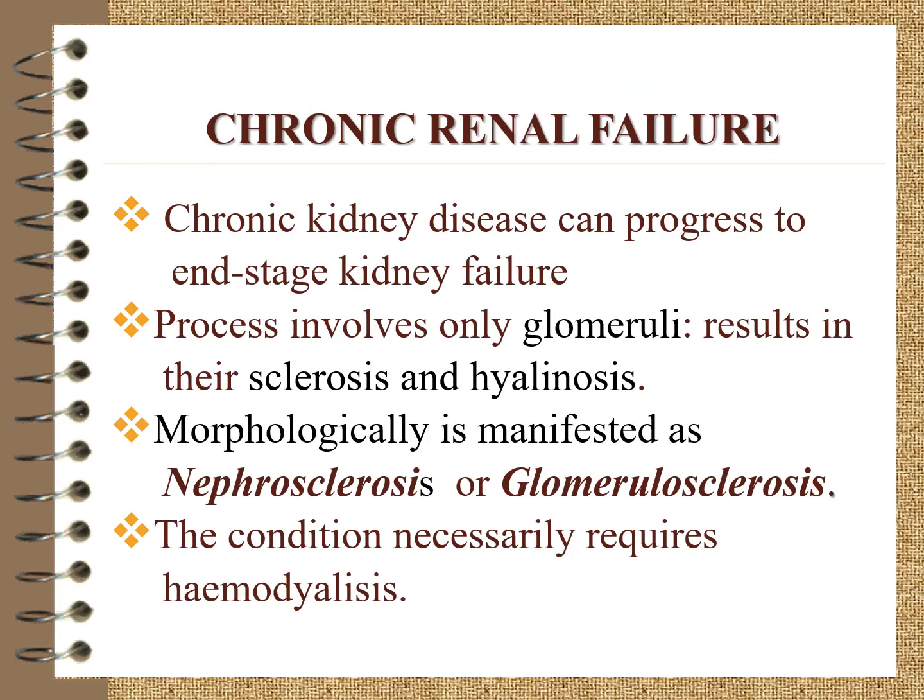Chronic renal failure, also called chronic kidney disease. This clinical state is reached when the functional tissue of the kidneys has been reduced to a level where life cannot be maintained, and chronic kidney disease can progress to end-stage kidney failure, which is fatal without hemodialysis or a kidney transplant. The primary morphological changes occur in glomeruli and can be manifested as sclerosis and hyalinosis of glomeruli with shrinkage of the kidney. It is nephrosclerosis.